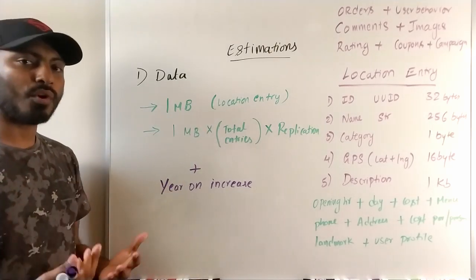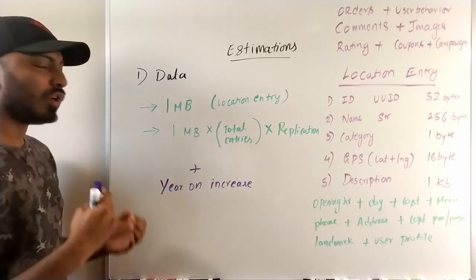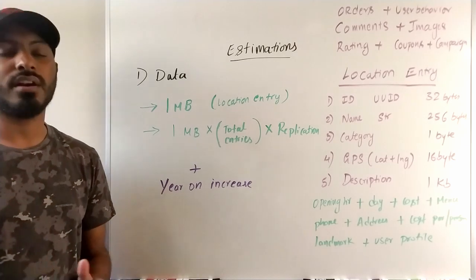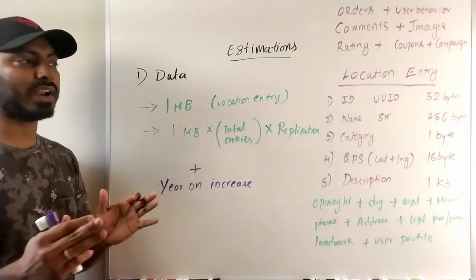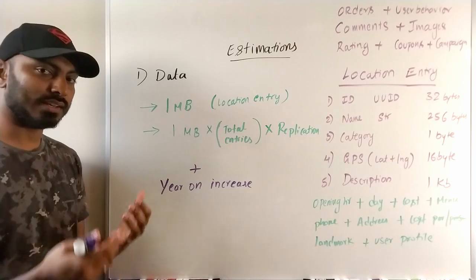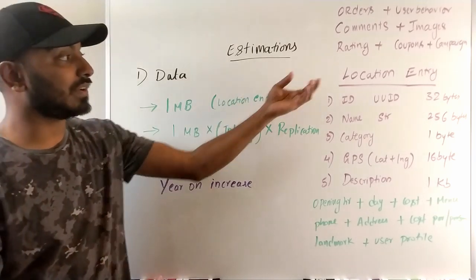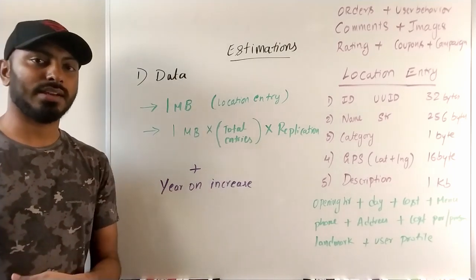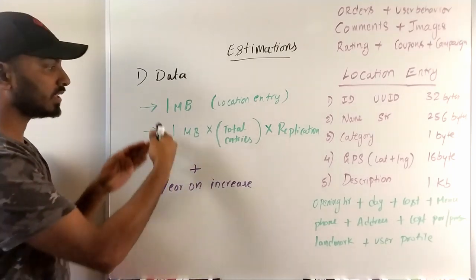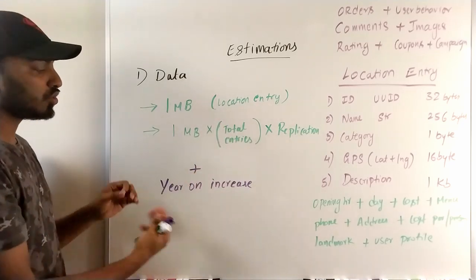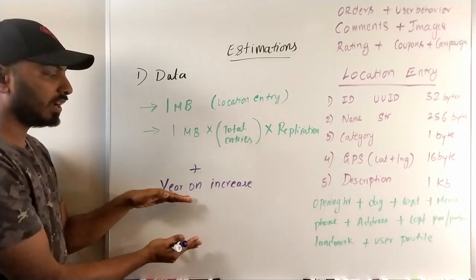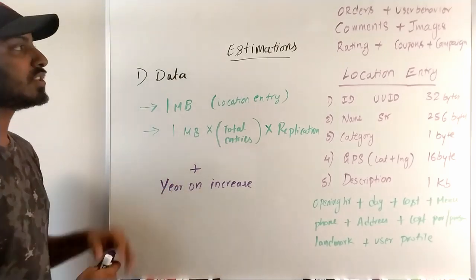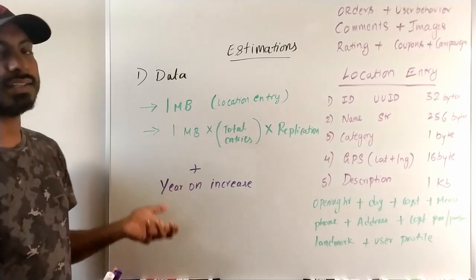One more factor you can add is the data you are going to add next year, or next quarter, or next week. Right now I have 100 million listing, place or event location entries, but next year I might be planning to add another 10 million entries. So just compute the same formula for that and add it. We might need that much extra data space next year. This is how you compute the data estimation.